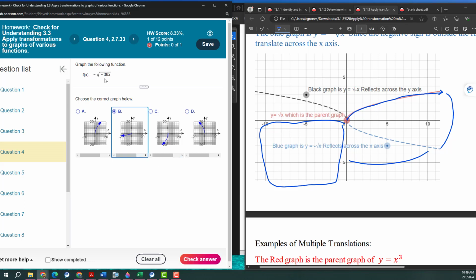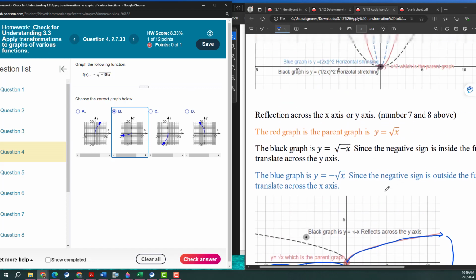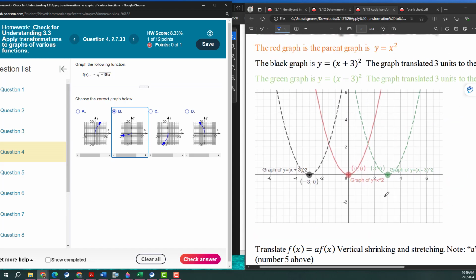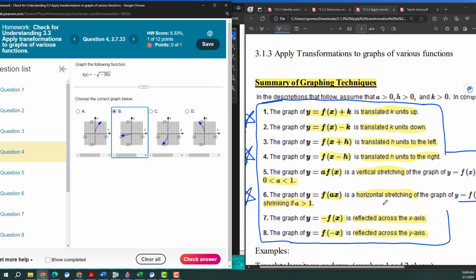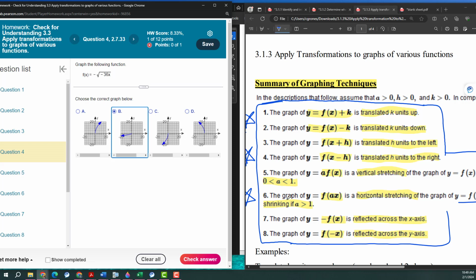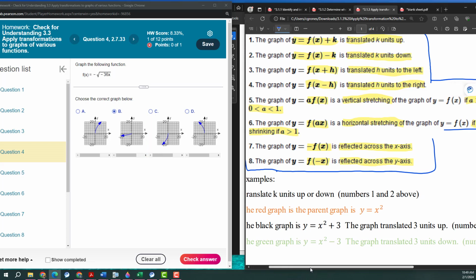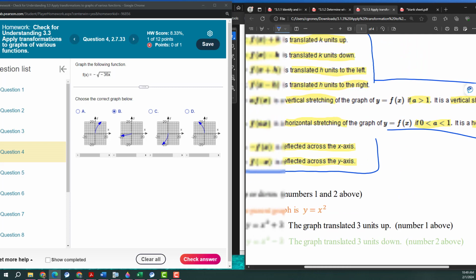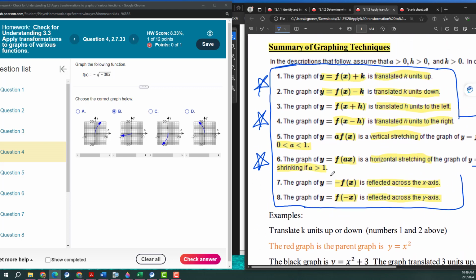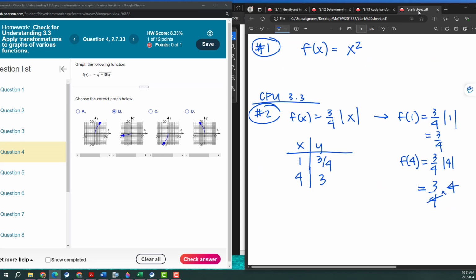So the other piece of information that we have is the 36x. So let me scroll back up to our rules. We are going to be looking at number 6. It says the graph of y equals f of a times x is a horizontal stretching or a shrinking. So in this case, a is greater than 1, so it's going to be a horizontal shrinking of our graph. Alright, so before I graph this, I am going to make a table so we can look at some of these points.